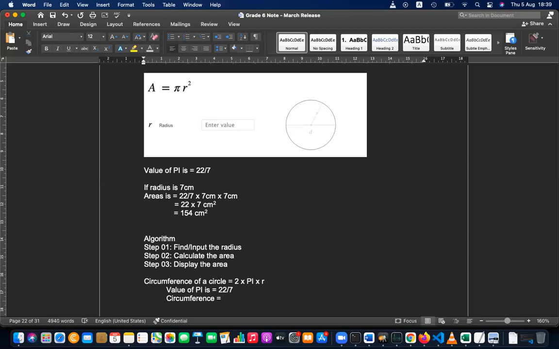What is the value? 44. Yes, it is 22 into 7.